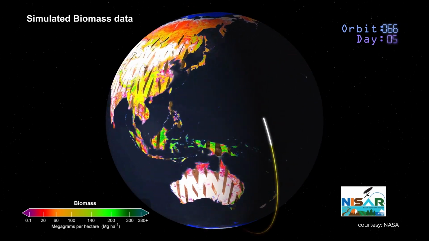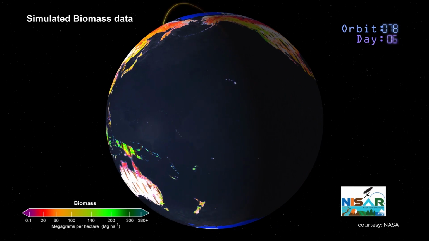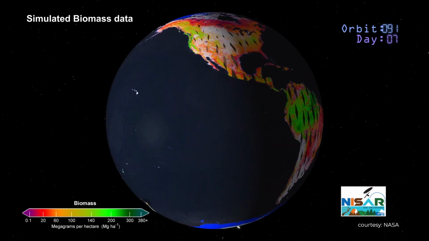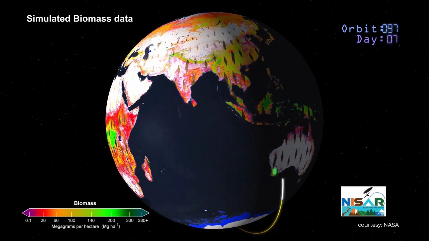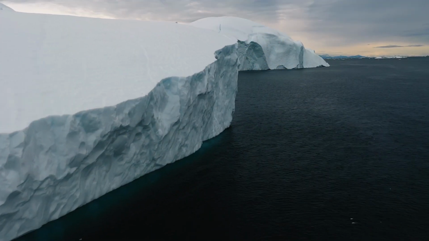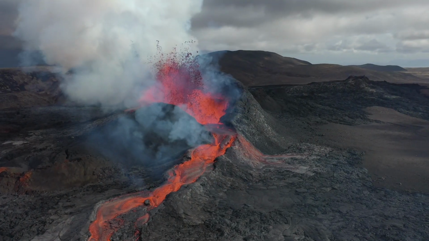NISAR is the first satellite mission to collect radar data in two microwave bandwidth regions, called the L-band and the S-band, to measure changes of our planet's surface, including movements as small as a centimeter. This allows the mission to observe a wide range of Earth processes, from the flow rates of glaciers and ice sheets to the dynamics of earthquakes and volcanoes.